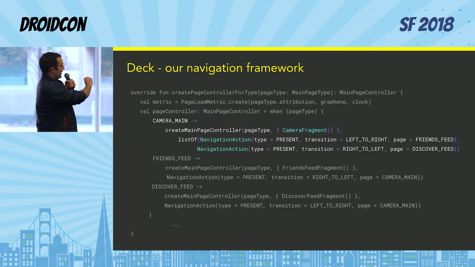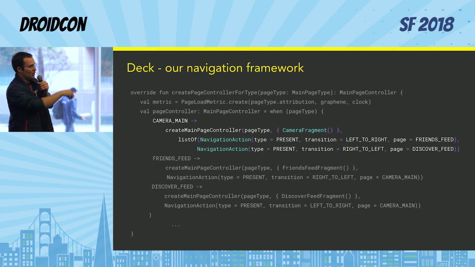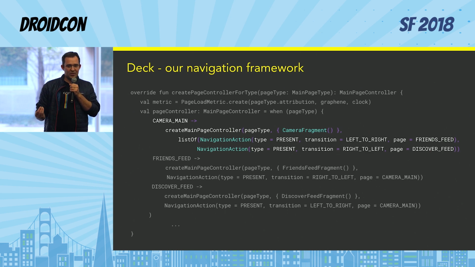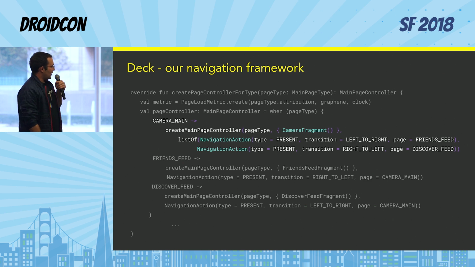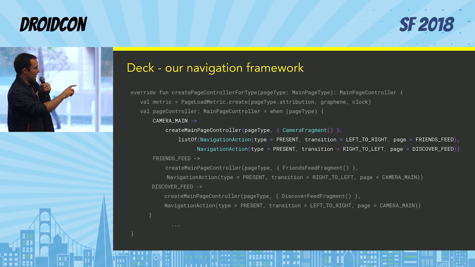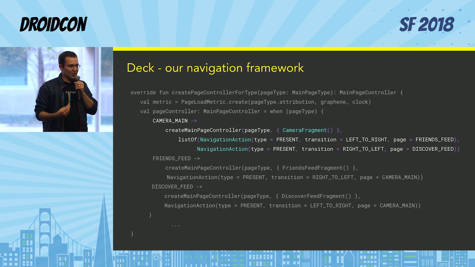Diving in, specifically, let's look at how the camera gets created. We have basically an enum that represents the page. Obviously, an enum doesn't take that much time to load. But you'll notice the camera fragment, which is what actually backs the page, we pass in as a lambda. This is what gives us the flexibility to load our features on demand. None of our content is loaded until it's actually needed by the user. In this little piece of code, we're both creating the camera fragment and also specifying the page to the left and page to the right. If you do a left to right swipe, you'll end up at the friends feed. And if you do a right to left swipe, you'll end up on the discover feed. Similarly, if you're on the friends feed and you do a right to left swipe, you'll come back to the camera. This is where our navigation framework shines, in these transitions.